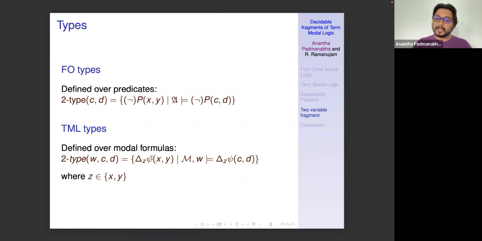And along with the predicates, we also need to look at the modal formulas in the type information, right? So for instance, here you have, by delta, I mean either box or diamond. So you need to look at either box X, phi, XY or diamond X, etc. So for every combination of box or diamond with X or Y, you need to look at those formulas also in the type information.